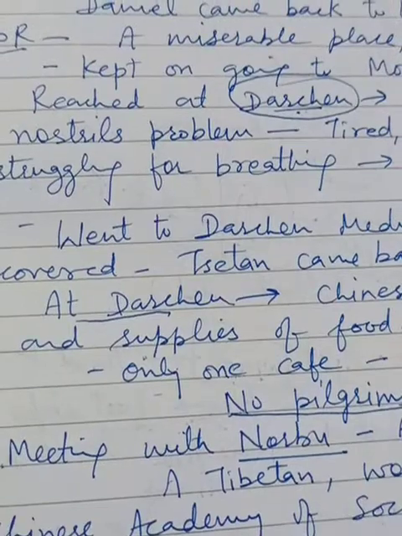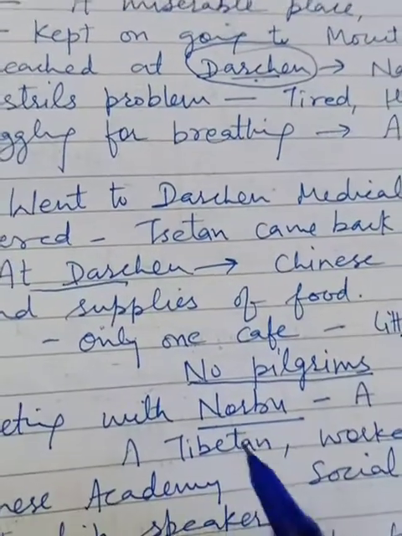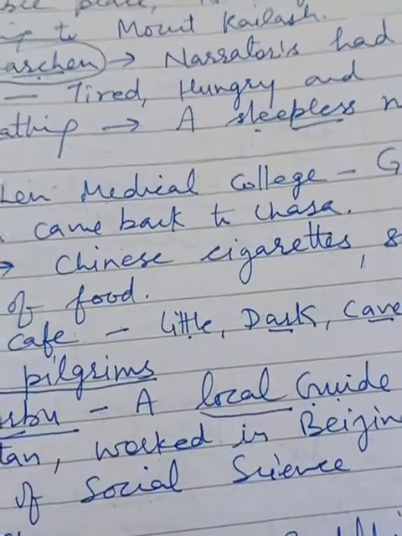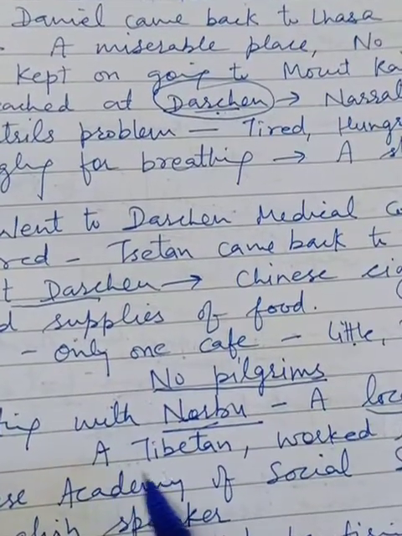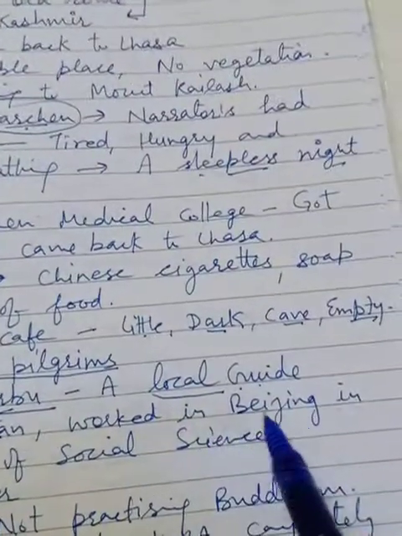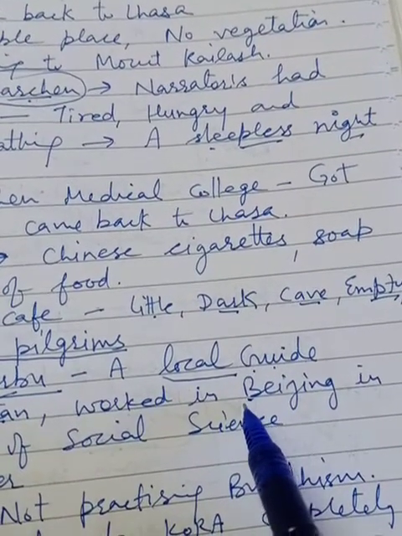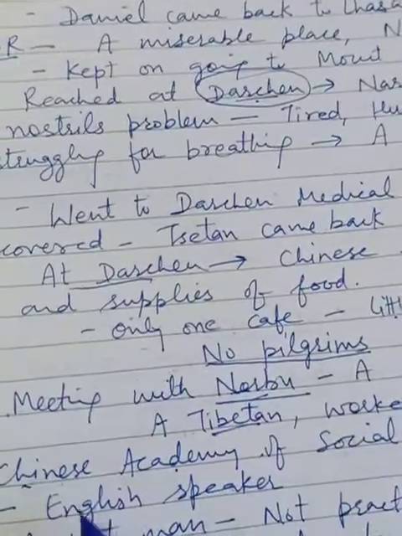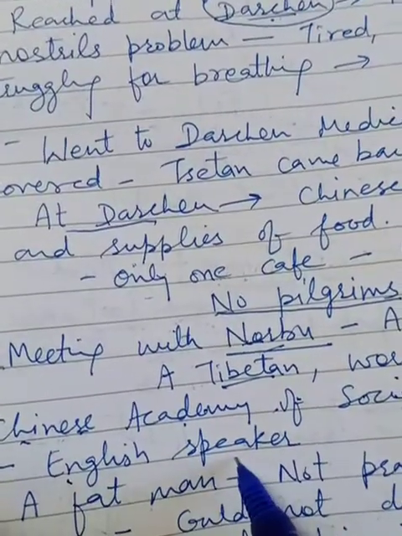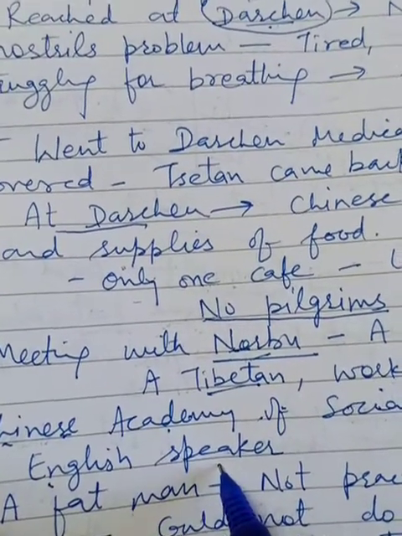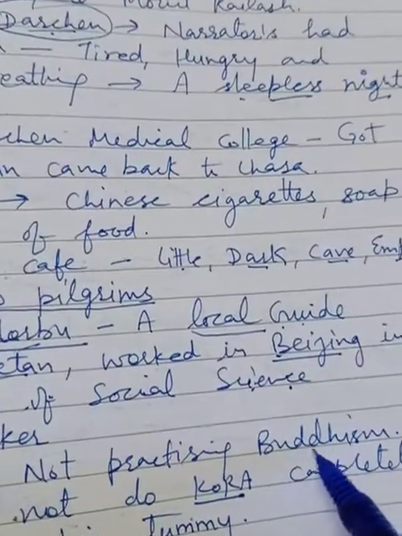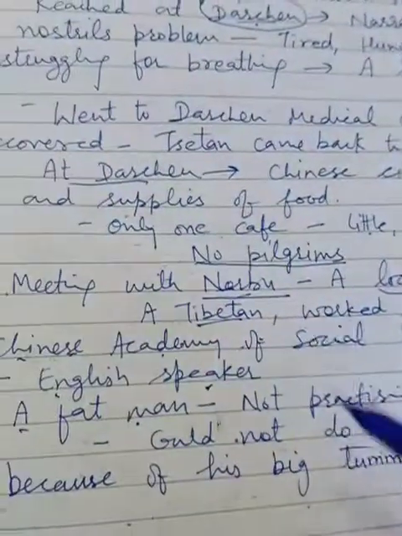But fortunately, he met somebody named Norbu. Who is Norbu? A local guide, as I told you earlier also. He is a local guide and a Tibetan. He belonged to Tibet, and had worked in Beijing in China. In which department? The Chinese Academy of Social Science. And he could speak English also, and he is a fat man not practicing Buddhism. So these are the characteristics of Norbu.